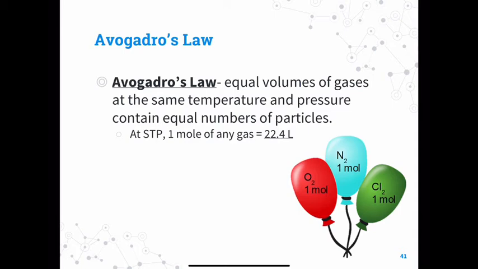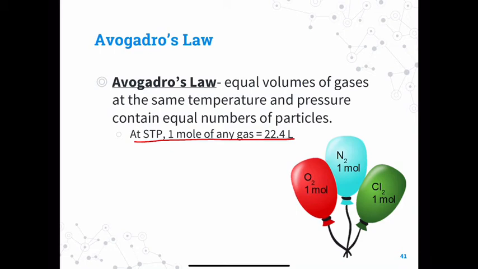So like I mentioned, we have talked about this before, we just didn't give it a name. Avogadro's law tells us that equal volumes of gases at the same temperature and pressure contain an equal number of particles. So at STP, 1 mole of any gas equals 22.4 liters. You should know that number. We've done that conversion before, right?